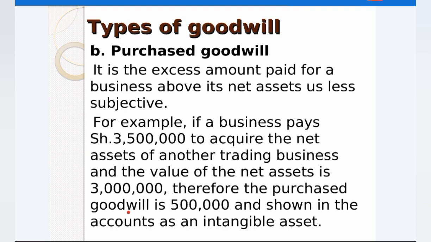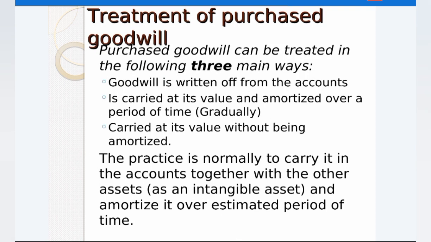And goodwill, in our books of accounts, we present it as an intangible asset, a long-term intangible asset. So that is purchased goodwill, and it is the one that we normally maintain in our books of accounts. So then, how do we treat this purchased goodwill in our books of accounts? In our books of accounts, there are three main ways in which we can treat goodwill.